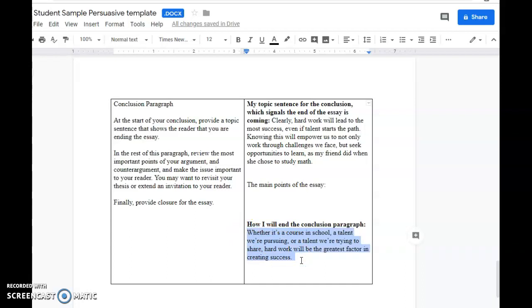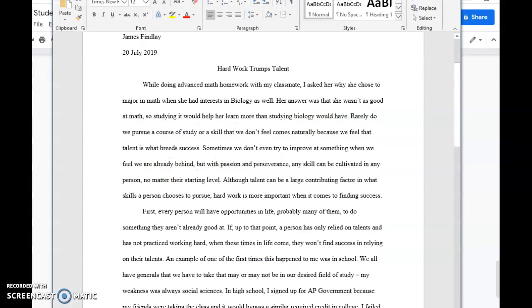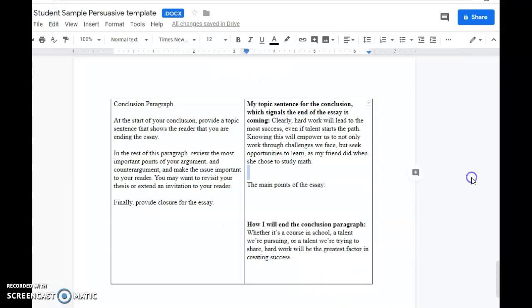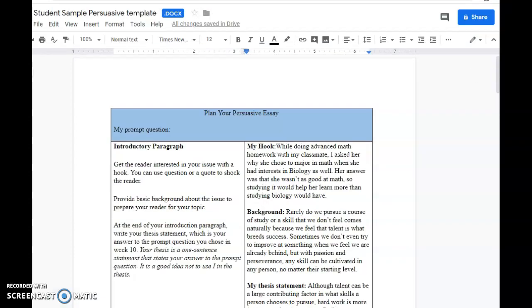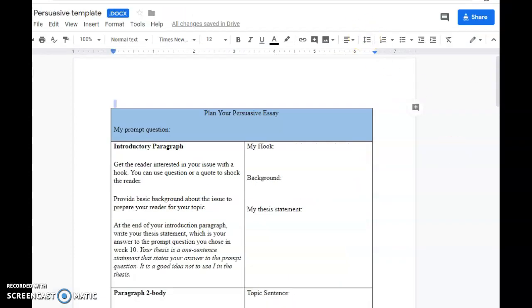So again, I would strongly recommend going through the student sample that the course offers and this template I provided to show you how to do it. And I'm also including a blank template so you can incorporate all of the points that you have hopefully already done in the course.